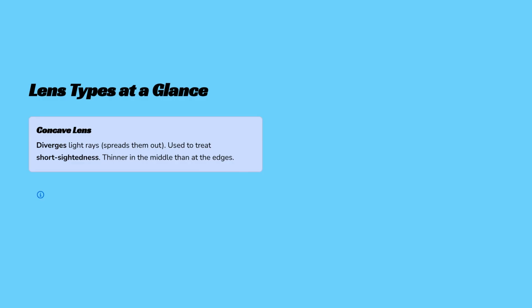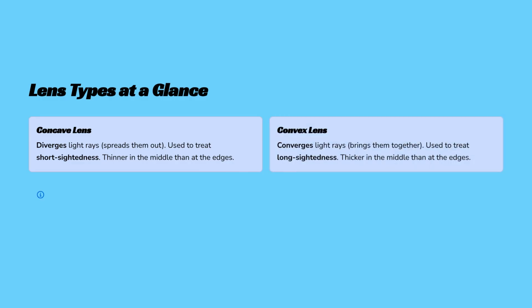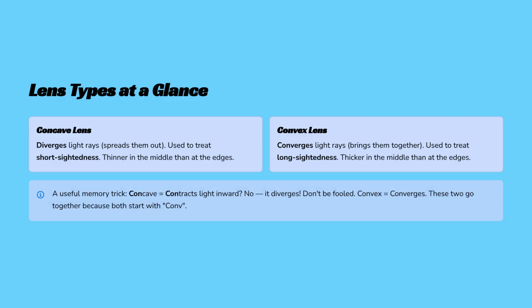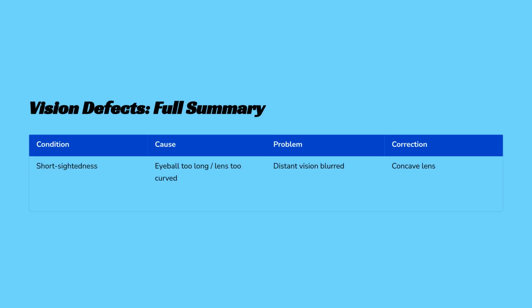Concave lenses diverge light and correct short-sightedness. Convex lenses converge light and correct long-sightedness. Remember that convex and converge go together, as they both start with con. In short-sightedness, the eye focuses light too soon, blurring distant vision, corrected by a concave lens. In long-sightedness, the eye focuses light too far back, blurring near vision, corrected by a convex lens.